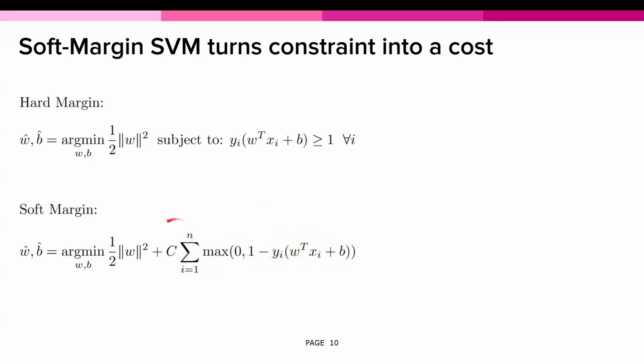We also now have a hyperparameter C. This is going to control the trade-off between maximizing the margin and minimizing the classification errors.